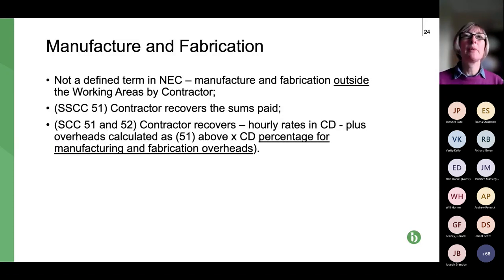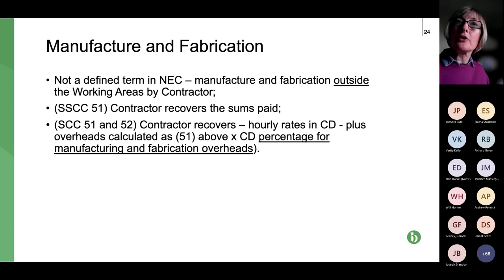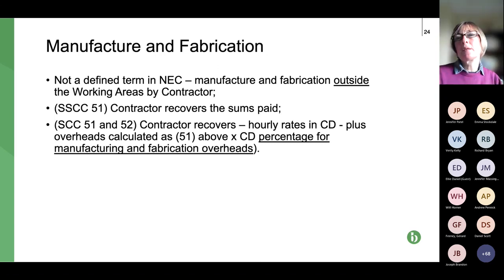So moving on to manufacture and fabrication, I'm going to skim through this because it's probably not too relevant to you. First of all, it's not defined what manufacture and fabrication is in the contract, but it's manufacture and fabrication that takes place outside the working area. So I think it's probably quite limited for your work, unless you're working on a huge facility, rather than doing grounds and usual civil engineering work.